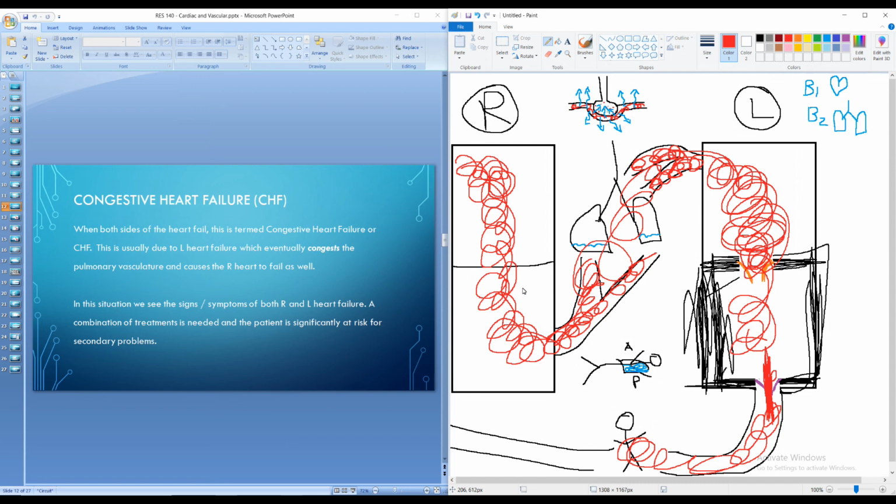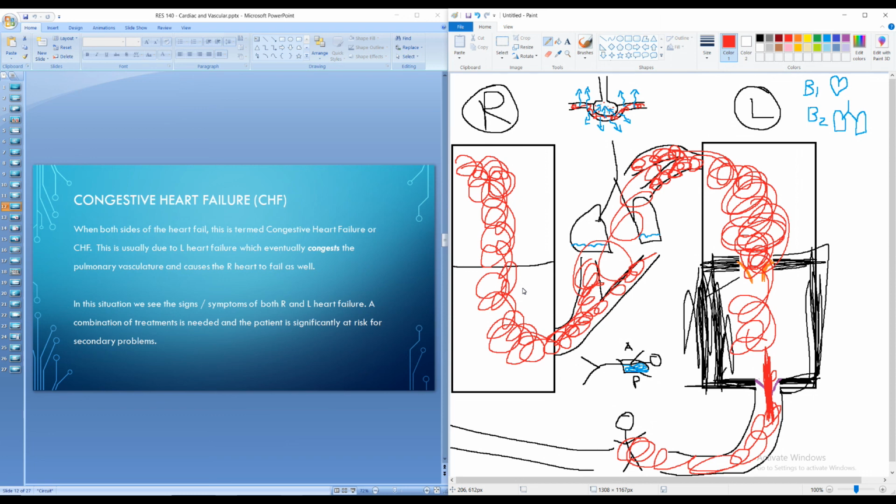So all the stuff we've talked about related to right and left heart failure, that's what we're going to see, and the patient is significantly at risk for secondary problems now, because either side of the heart not being able to function is a huge problem. But having both sides not function at the same time, you can obviously tell that's an even bigger problem, so it makes this patient's course of care more complicated.